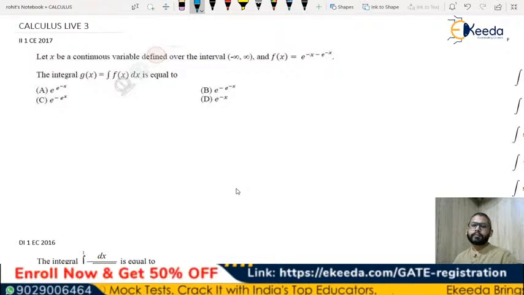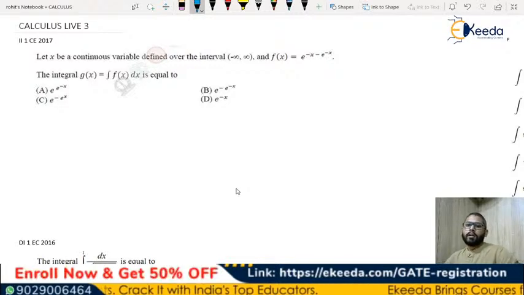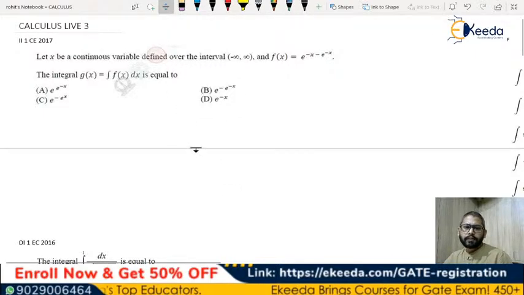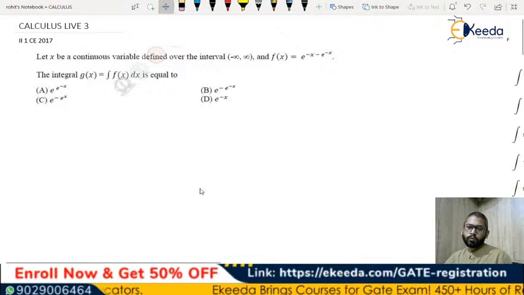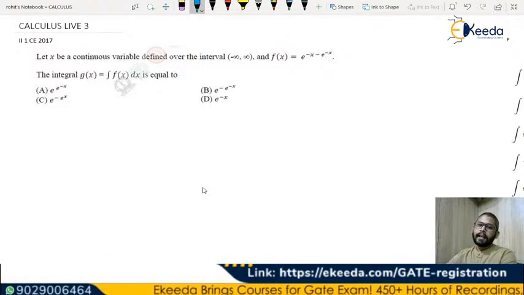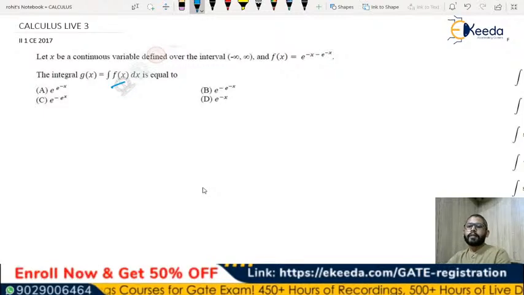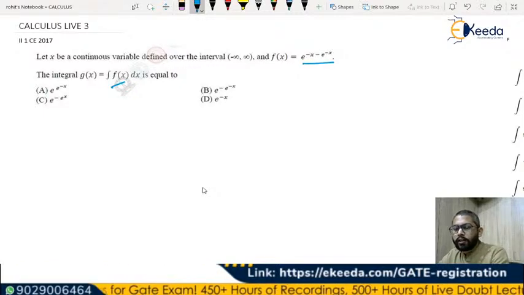It says that within this interval of minus infinity to infinity, this f of x is defined and we have to find g of x. What is g of x? G of x is the integration of f of x, right? So this is your f of x.